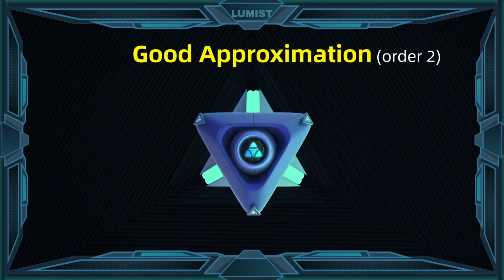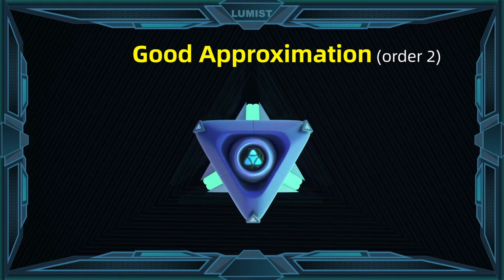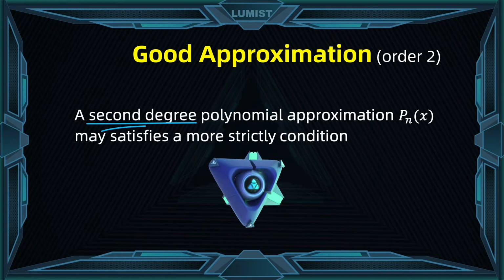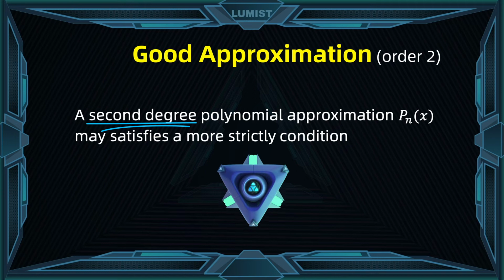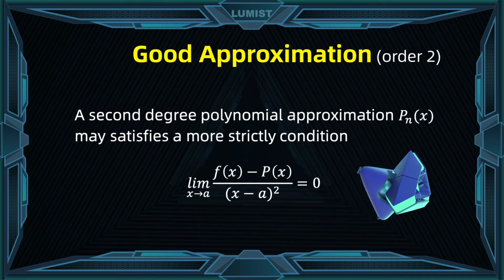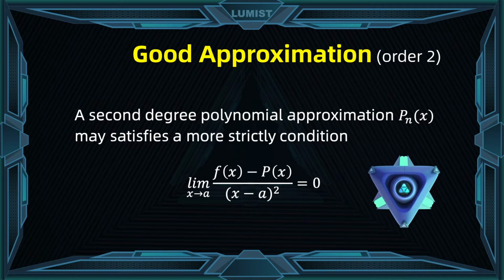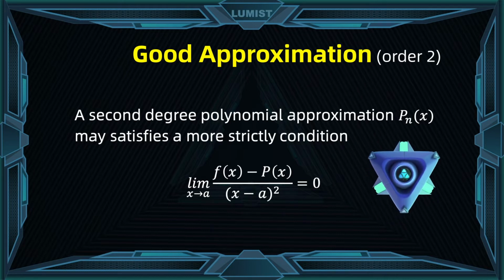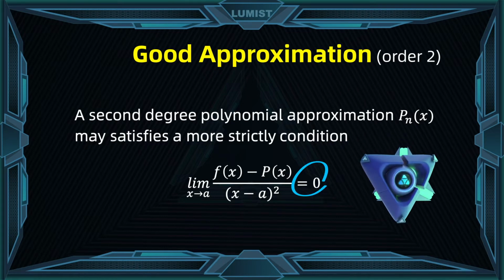Now, if we use a second order polynomial to make an approximation of the function f of x, that will be better. A better approximation of f of x means that a second degree polynomial p_n of x may satisfy a more strict condition, which is that f of x minus p of x over x minus a to the power of 2, as x approaches a, would also equal 0.